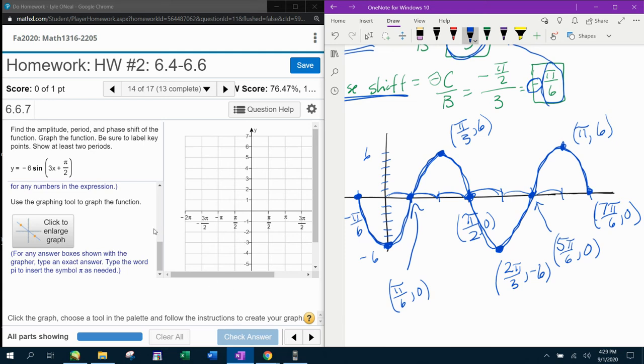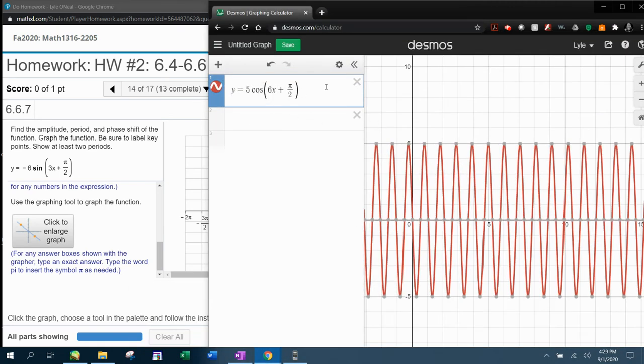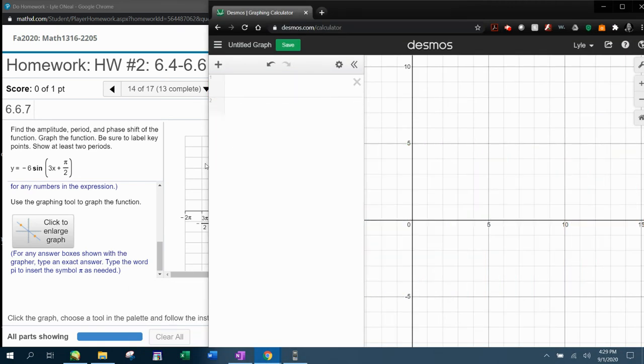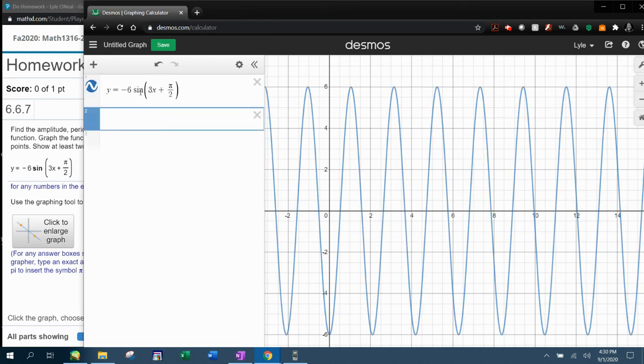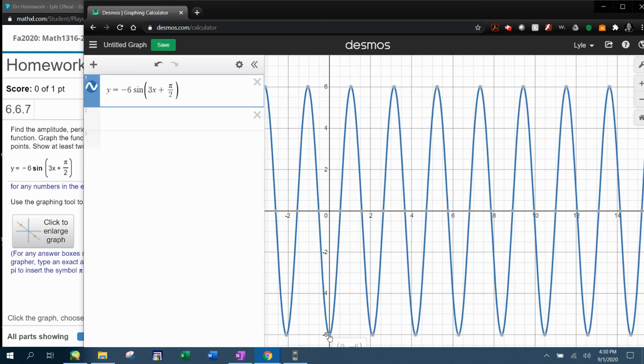Piece of cake. Now, let's look at Desmos. Let's clear this. I want to show you that Desmos can be used to verify our hand-drawn graph. So we're going to type in the equation: y equals negative 6 sin(3x plus pi over 2). And so there is our wave, and we can verify some of these points.